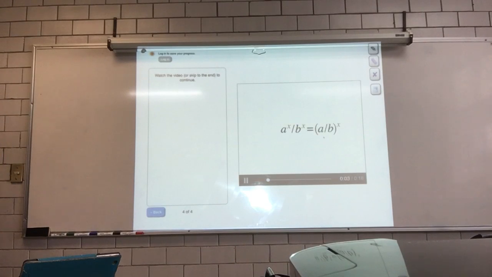Exactly. So here are the rules for multiplying exponents raised to the same power. A to the x times b to the x equals ab to the x, and a to the x over b to the x equals a over b, then raised to the x.